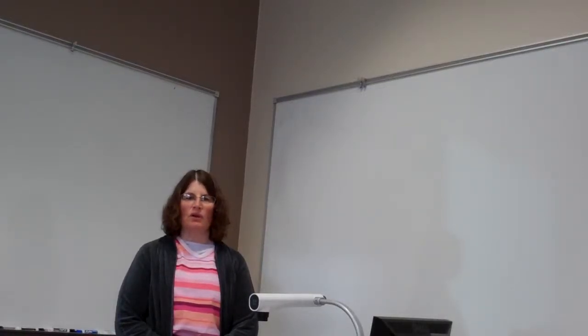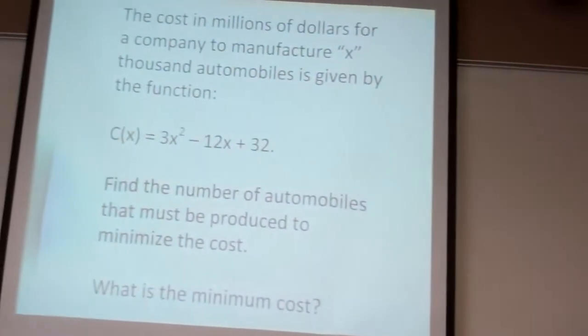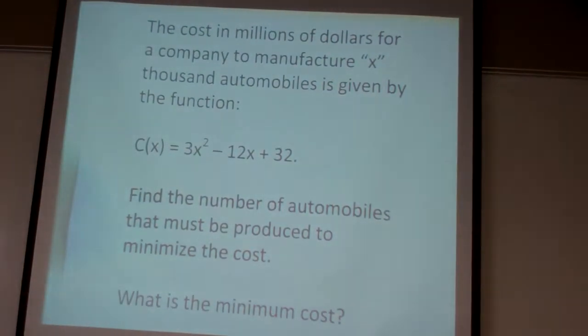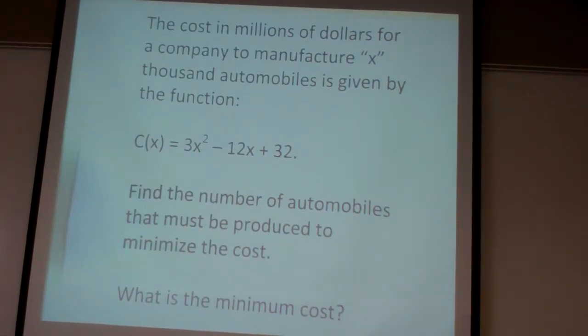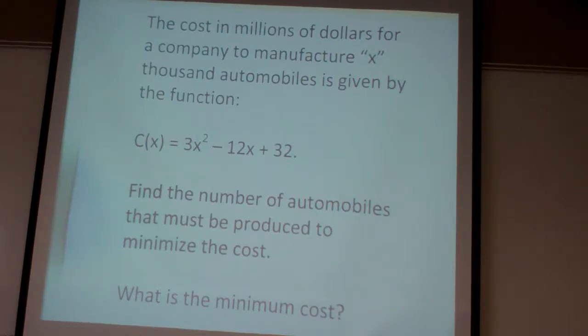Today we're going to solve quadratic word problems, and we have our first example on the screen. So let's go to the screen and go through this problem. The cost in millions of dollars for a company to manufacture x thousand automobiles is given by the function C of x equals 3x squared minus 12x plus 32.